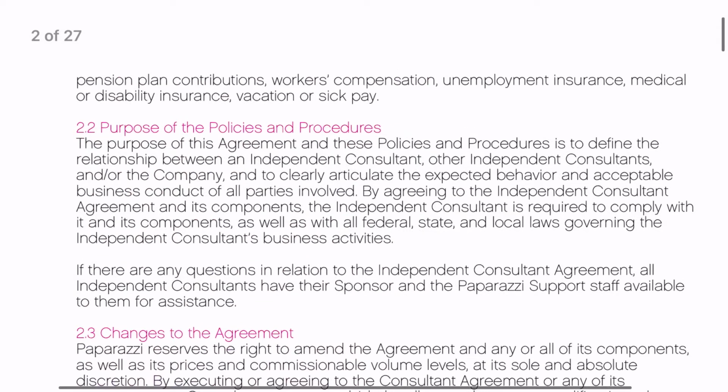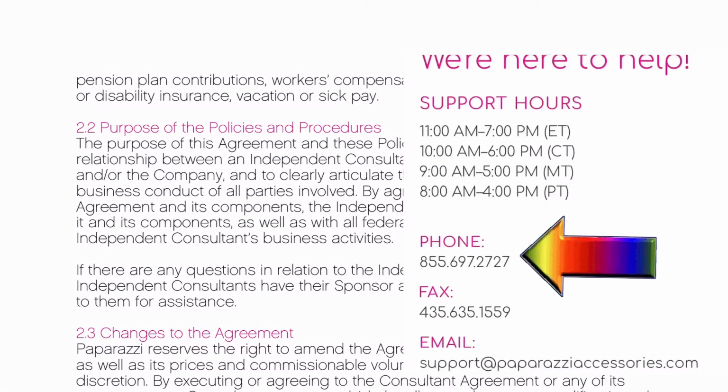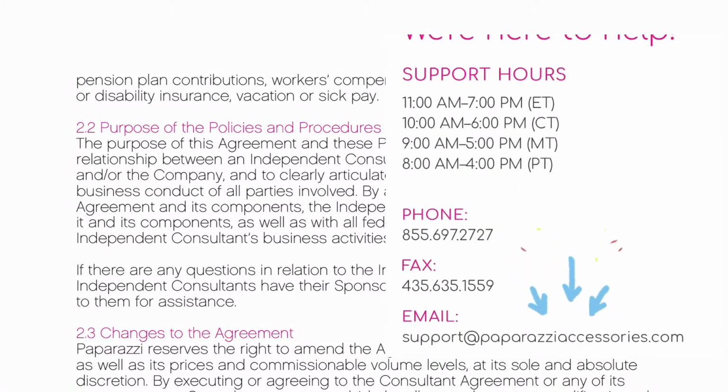Now, Section 2.2 is the purpose of the policies and procedures. Remember, that is our Bible as to how we need to follow it. The purpose is to define the relationship between an independent consultant, other independent consultants, and or the company. It clearly articulates the expected behavior and the acceptable business conduct that we should always carry. It also says that if we as an independent consultant have any questions, we can always utilize our sponsor and the Paparazzi support team. So know that you can contact the Paparazzi Accessories support team either through phone here or through email here.